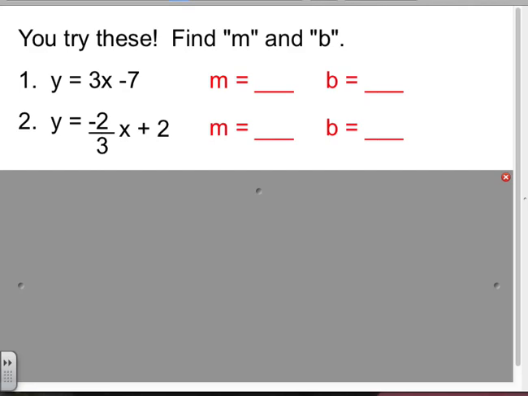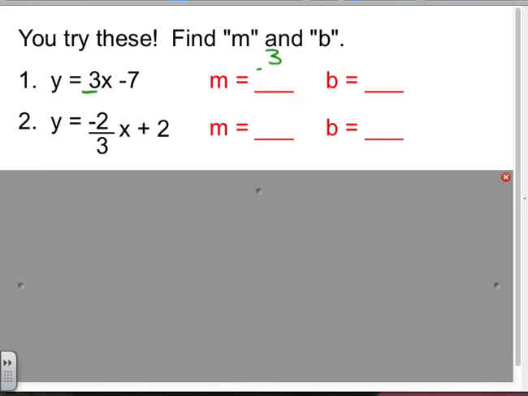Okay, let's take a look at some of these. It says, you try these. Let's find the m and the b. Now, remember, the m is the slope, and it's always attached to the x. And the b is the y-intercept, and it's hanging out on the right-hand side, or the right end of the problem. So number 1, y equals 3x minus 7. m is right here. It's just the 3. So you could tell me that the slope was 3, or you could tell me it's 3 over 1. Either one is fine. What do I prefer, truthfully?